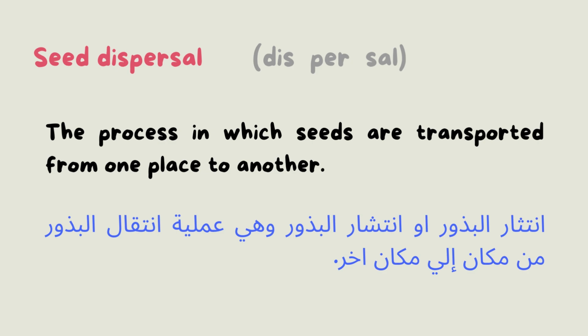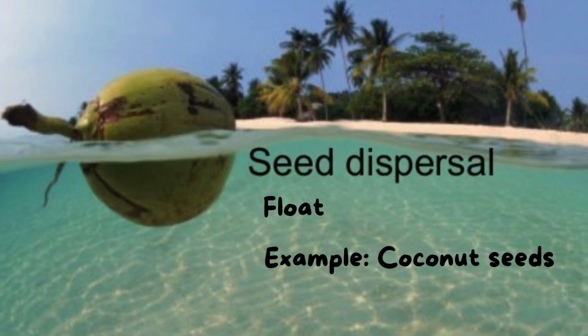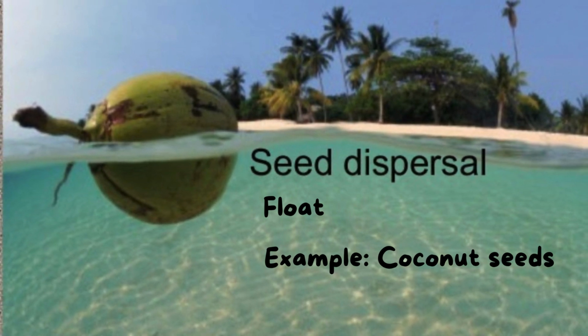There are many ways to disperse seeds or to transport seeds. Like what? We have here seed dispersal by water. Seeds that can float on the water surface, as you see here. An example is the coconut seeds. They can be dispersed by water, transported to another place, and then they grow and are planted there.